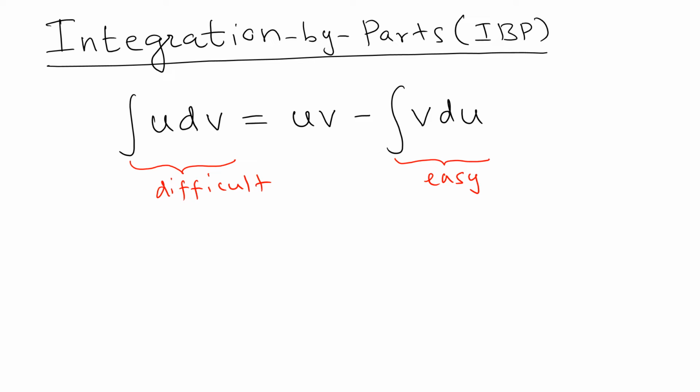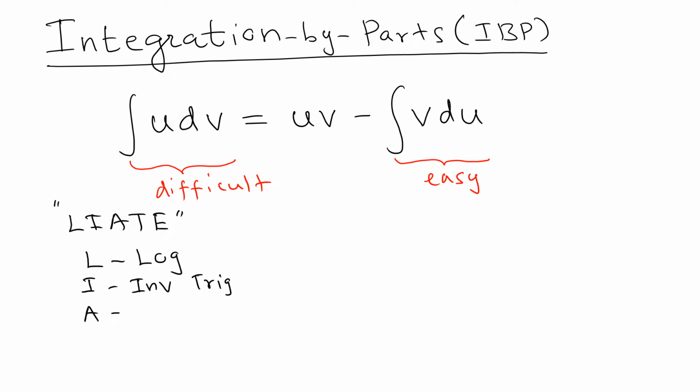And how do you know which one we're going to pick as u? We can use the acronym LIATE for this. So what does LIATE mean? L means the log, I means the inverse trig functions, A means the algebraic expressions, T means the trigonometric expressions, and E means the exponential one. So this is the priority order for u. This is how we're going to pick u.